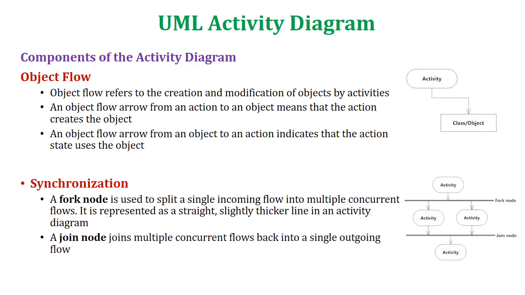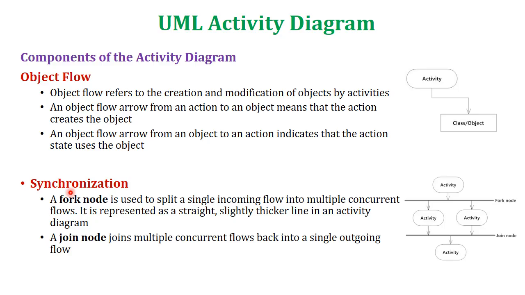And next component, object flow. The object flow refers to the creation and modification of objects by activities. The object flow arrow from action to object means that the action creates the object. The object flow arrow from object to action indicates that the action state uses the object.